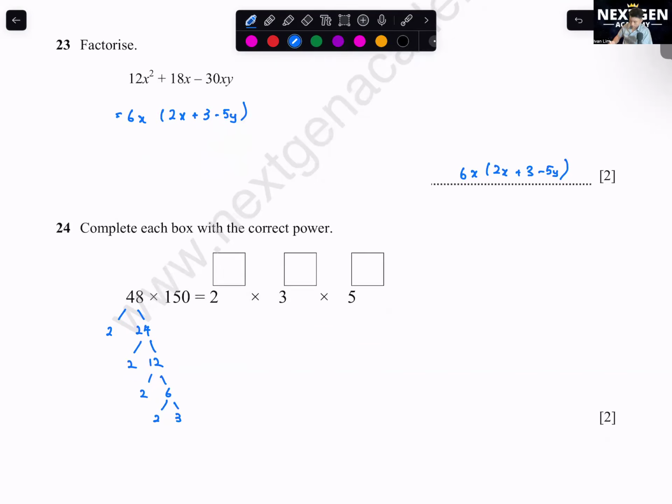Okay, 150. 150 divided by 2 is 75, then 3, 75 divided by 3 is 25, then 5 and 5. So how many 2s? 1, 2, 3, 4, 5. Okay, 5 twos. How many 3s? 1, 2. Then we've got 2 fives also. So the powers are 5, 2, 2.